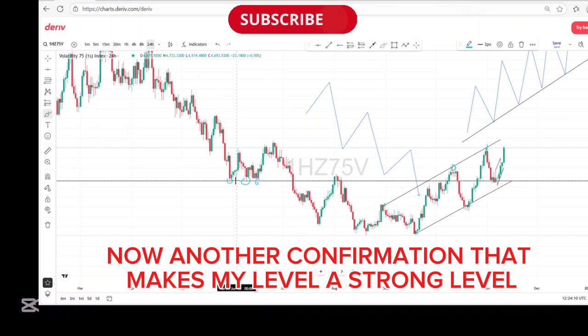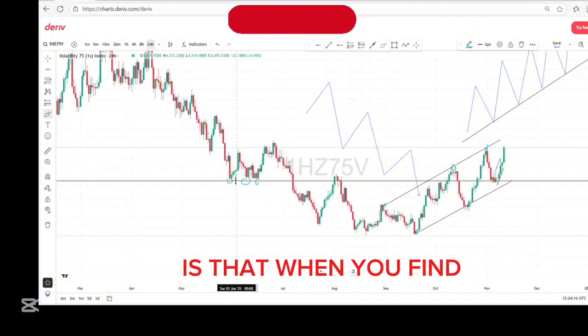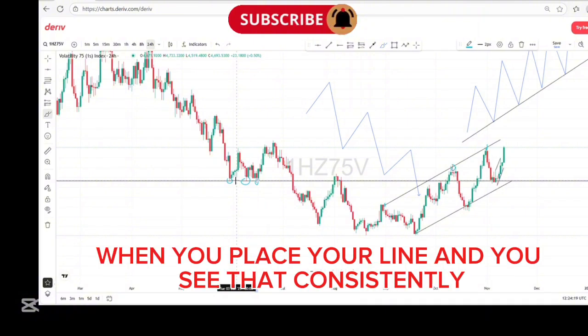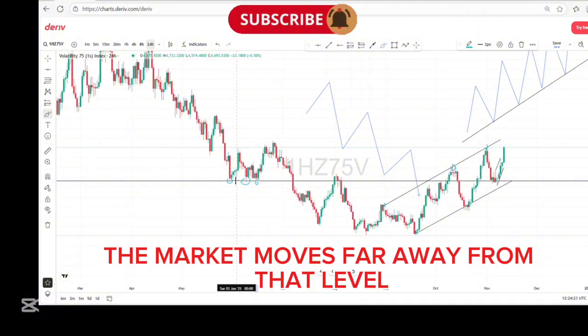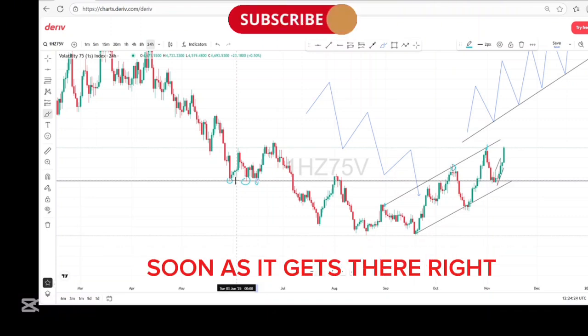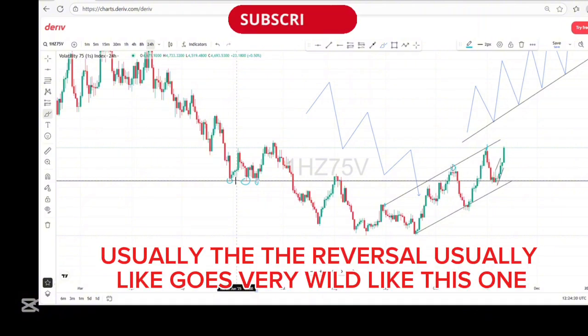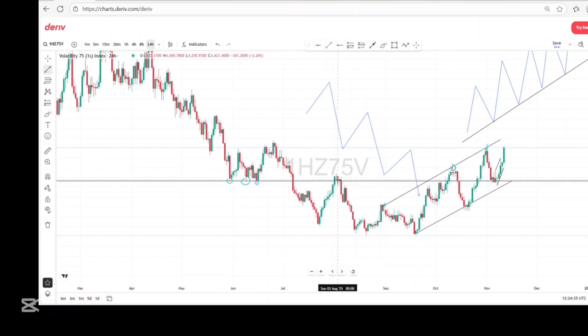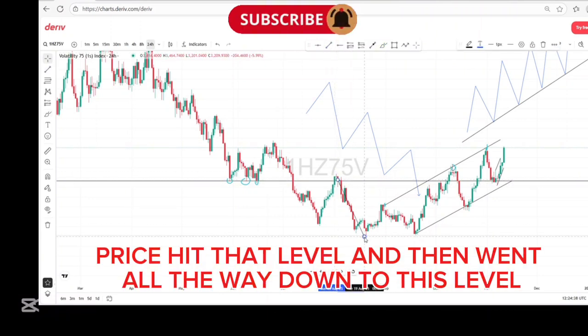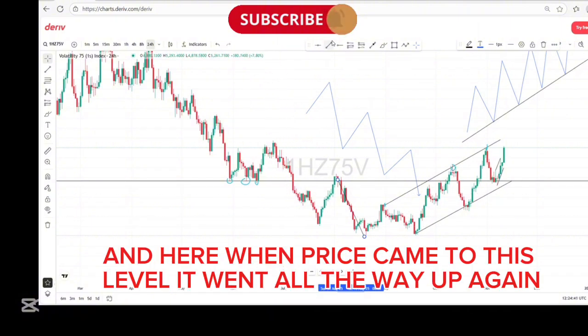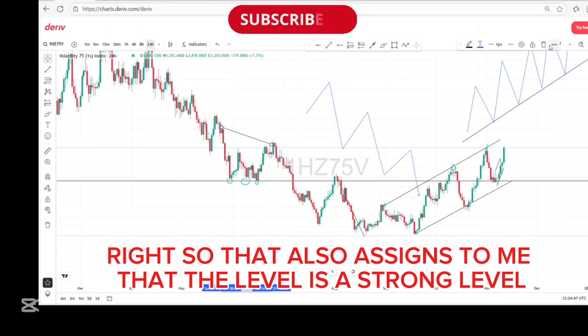Okay, now another confirmation that makes my level a strong level is that when you place your line, you see that consistently the market moves far away from that level as soon as it gets there, right? It distances itself from that level. Once price gets to that level, the reversal usually goes very wild, like this one. You can see that here price hit that level and then went all the way down to this level, even broke this low. Okay, and here when price came to this level, it went all the way up again, right? So that also signals to me that the level is a strong level.